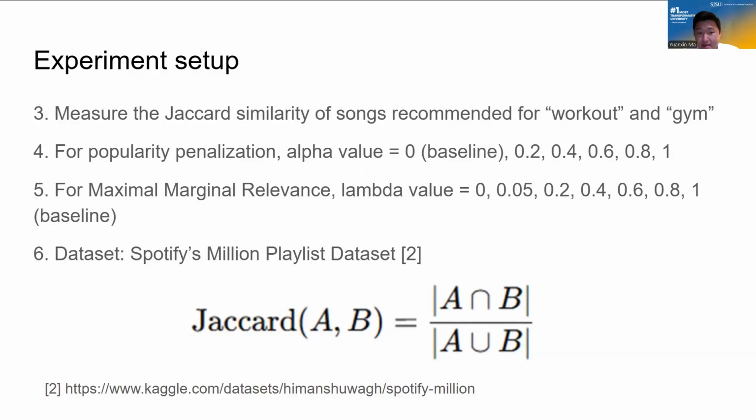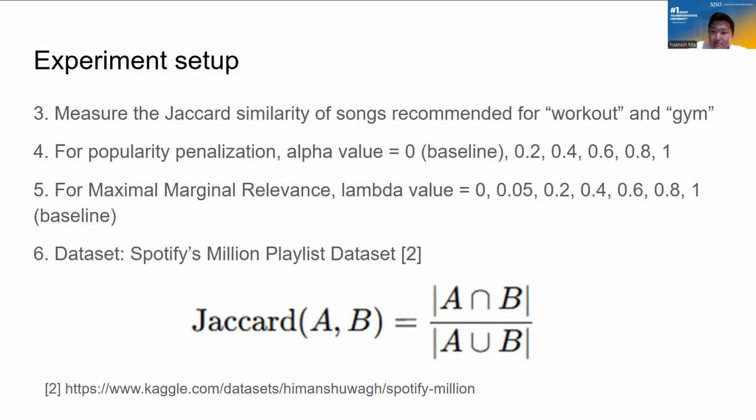So the experiment setup is to measure the Jaccard similarity of songs recommended for workout and gym. For popularity penalization, the alpha values we tried were 0, 0.2, 0.4, 0.6, 0.8, and 1. So 0 is the baseline, as if there was no popularity penalization, exactly the same as the original paper. And for maximal marginal relevance, the lambda values we tried were 0, 0.05, 0.2, 0.4, 0.6, 0.8, and 1. For this metric, 1 is the baseline.